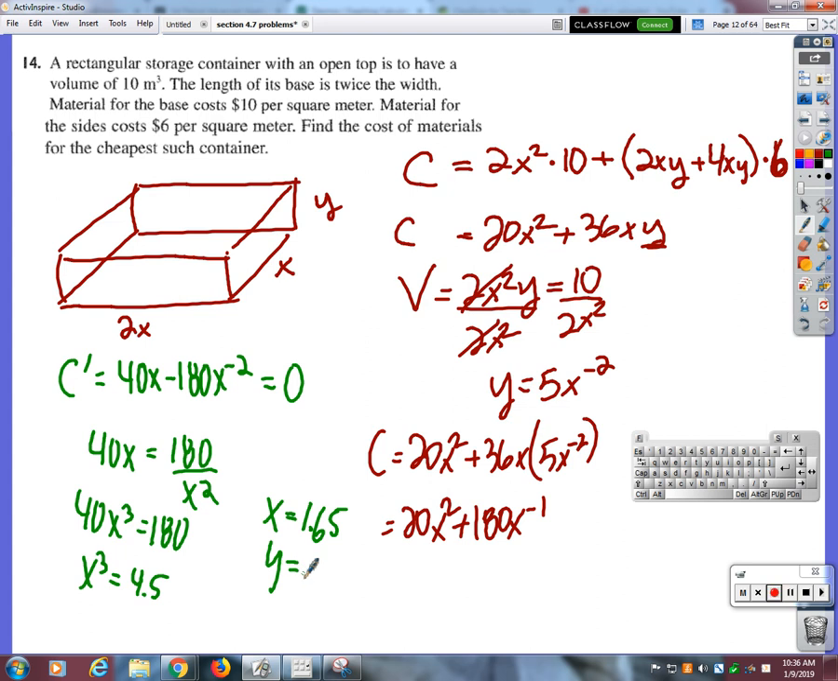Okay, and then what's 1.65 squared? Or whatever that answer is squared, don't round until the end. Okay, and then go 5 divided by that answer. So we're trying to figure out what y is equal to. One more time. 2.725? 2.7225? How about if we just call it 2.72? 5 divided by x squared.